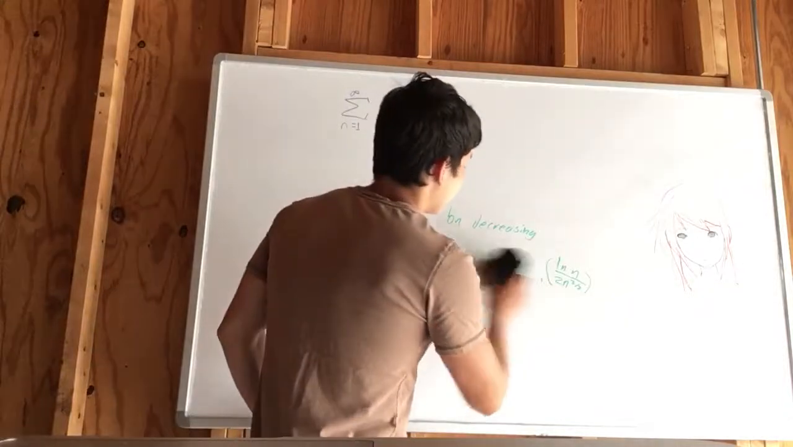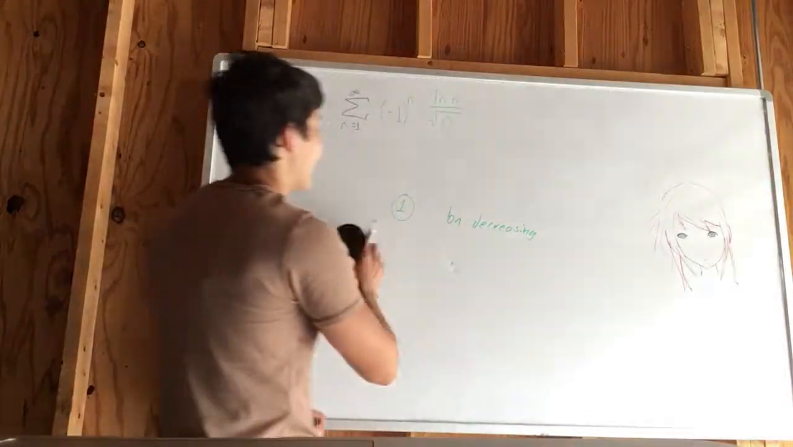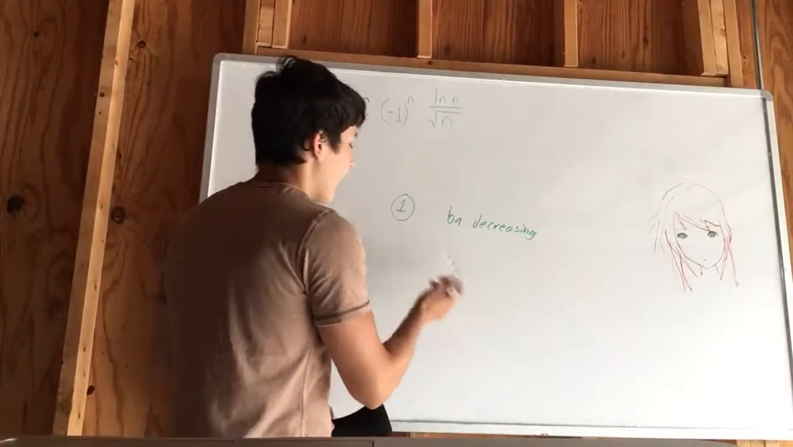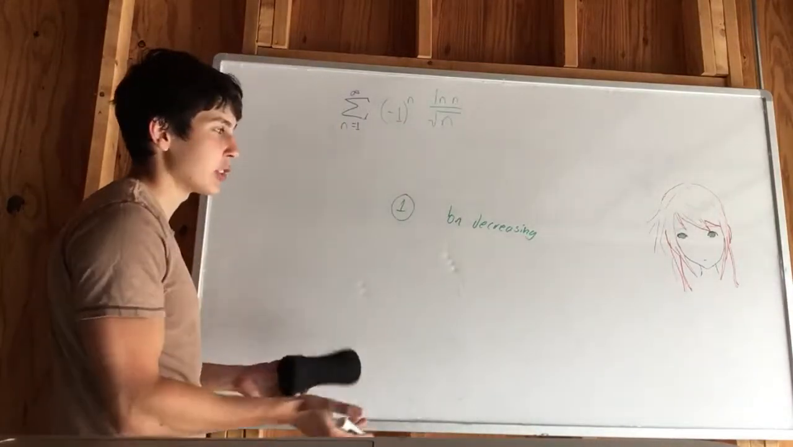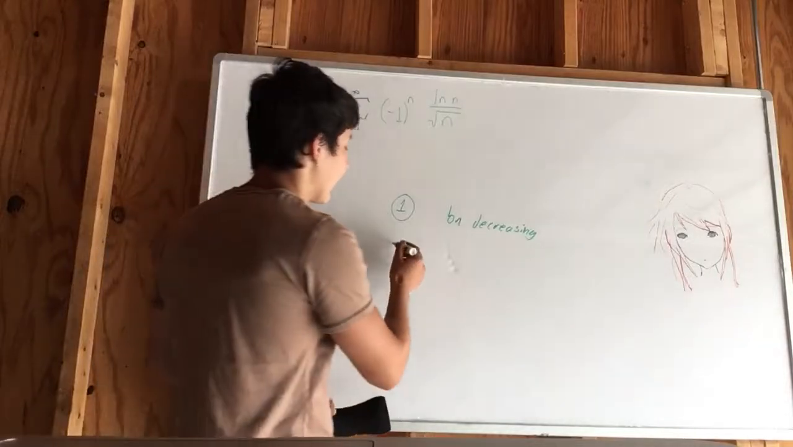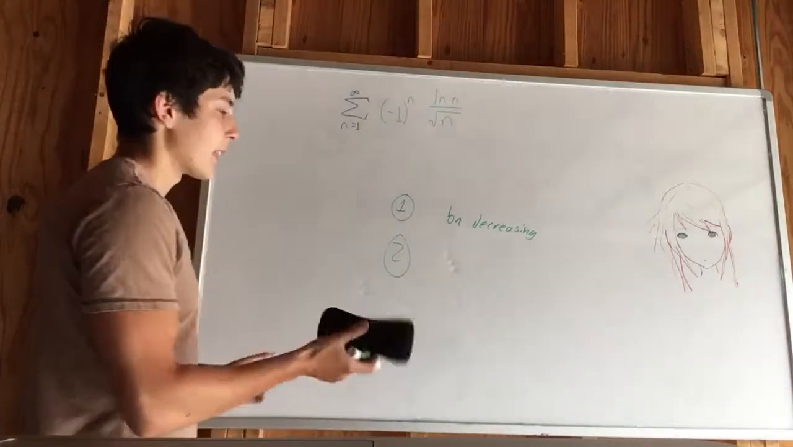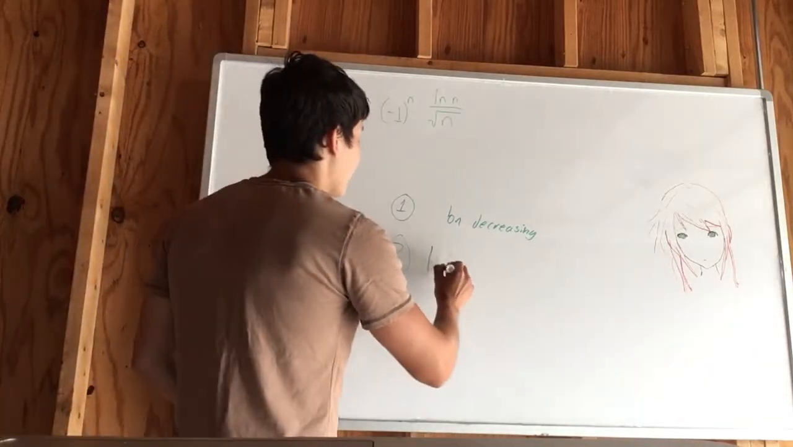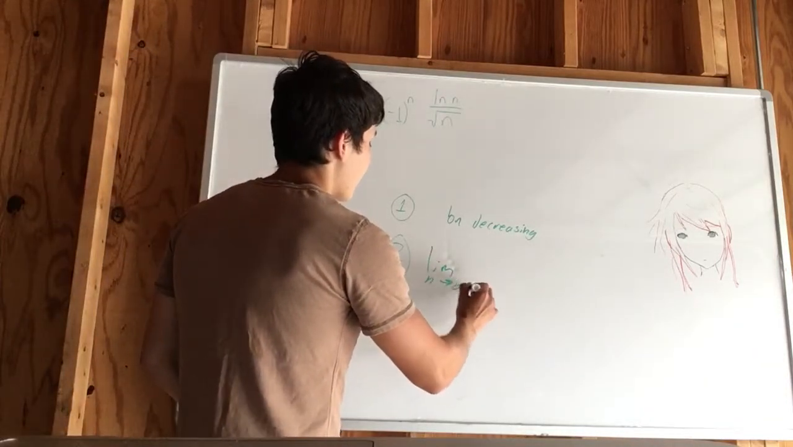So that's our situation. We passed the first part of it. It is going to be decreasing. It wasn't decreasing at first, but for most of its terms it is, so we can say it is, because we care about infinity. So the second thing was, what happens when we take the limit as n approaches infinity?